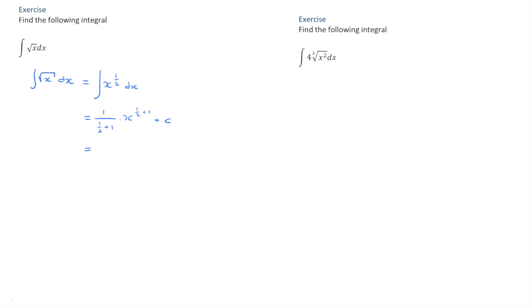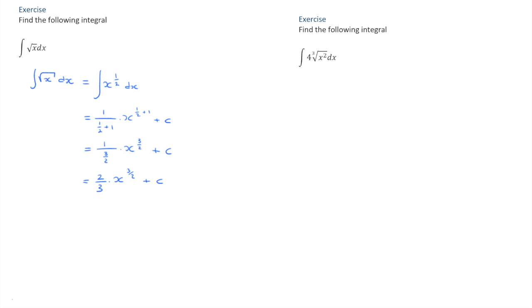Now, on the denominator, 1/2 plus 1 is 3/2. So we have 1 over 3/2 times x to the power of 1/2 plus 1, which is 3/2, plus c. Now, 1 over 3/2 is the same thing as the reciprocal of the denominator, meaning to say that's the same thing as 2 over 3. And this multiplies x to the power of 3 over 2 plus the constant of integration.